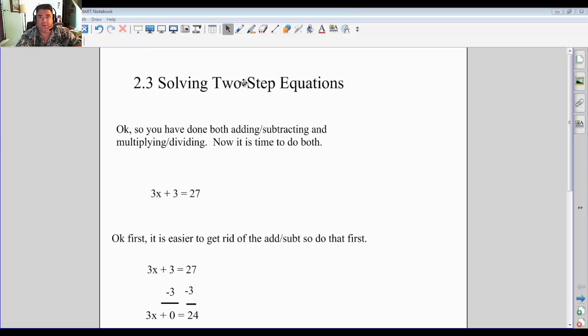Today, 2-3, solving two-step equations. Okay, so you've done both adding and subtracting, and multiplying and dividing. Now it's time to do both. So let's say you have 3x plus 3 equals 27.